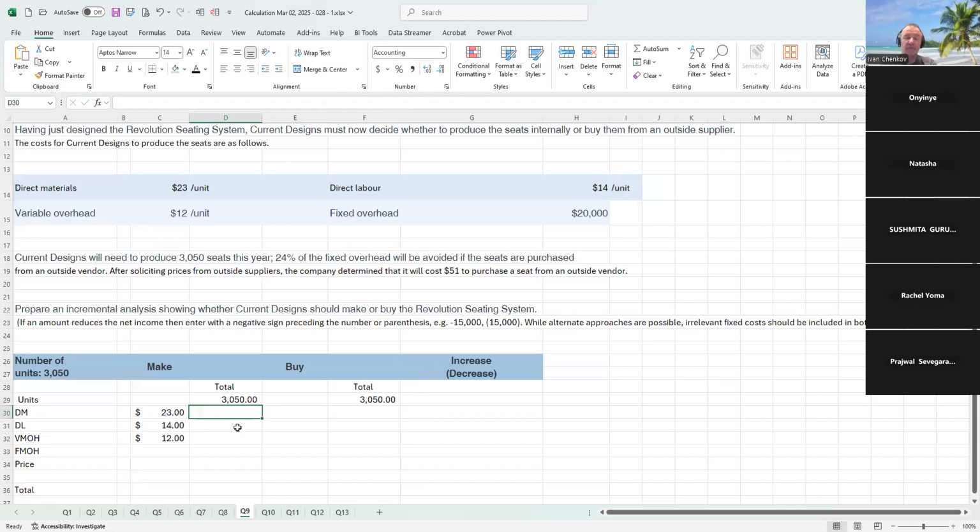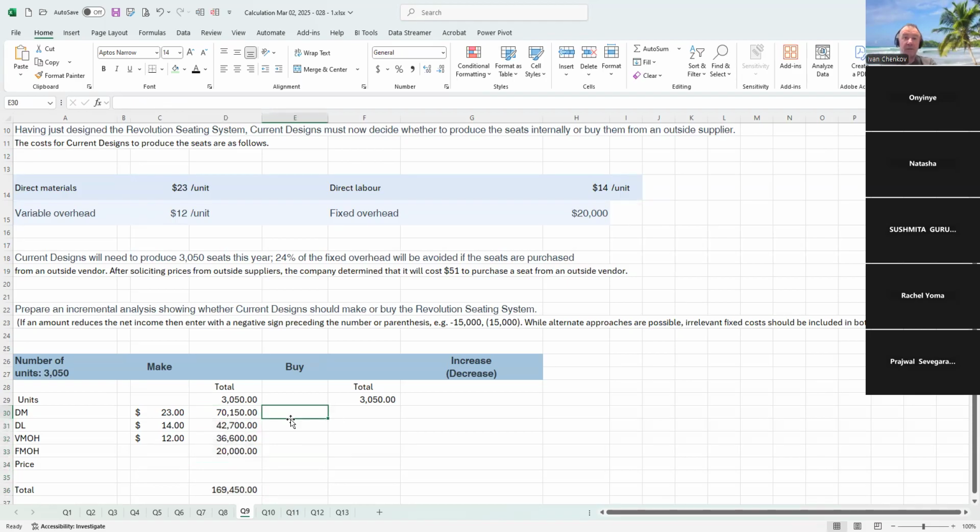Now, if I have to produce those units, my direct material will be $70,150, my direct labor will be $42,700, and my variable overhead will be 36,600. My fixed overhead is already predetermined, it's 20,000. So my total cost, if I have to make those 3,050 units, is going to be 169,450.